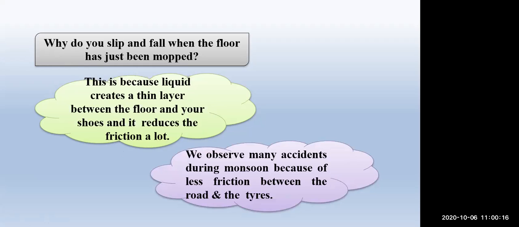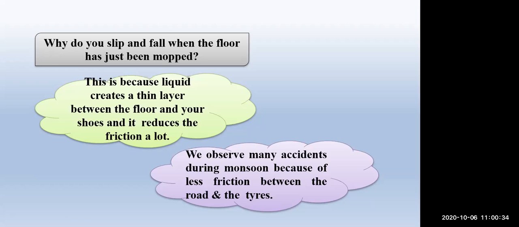We observe many accidents during monsoon because of less friction between the road and the tire. The road and the tire will have a very small amount of friction during the rainy season, and that is the reason for skidding of vehicles and accidents.